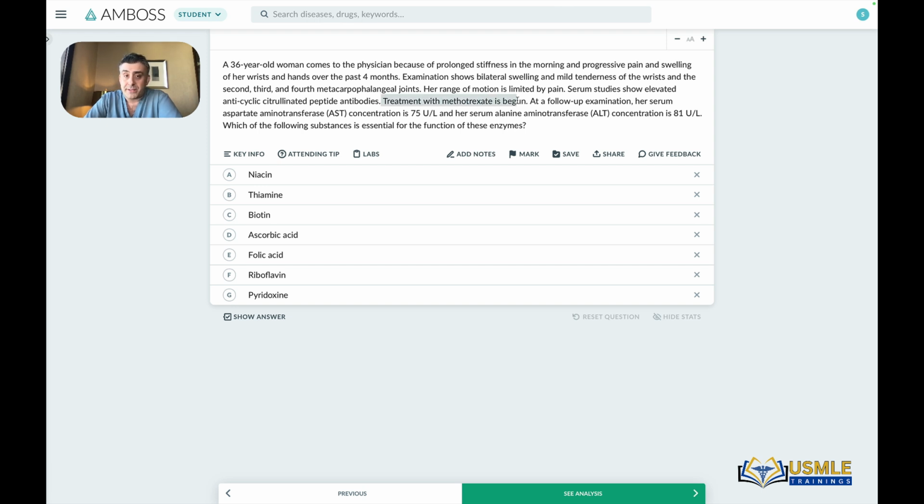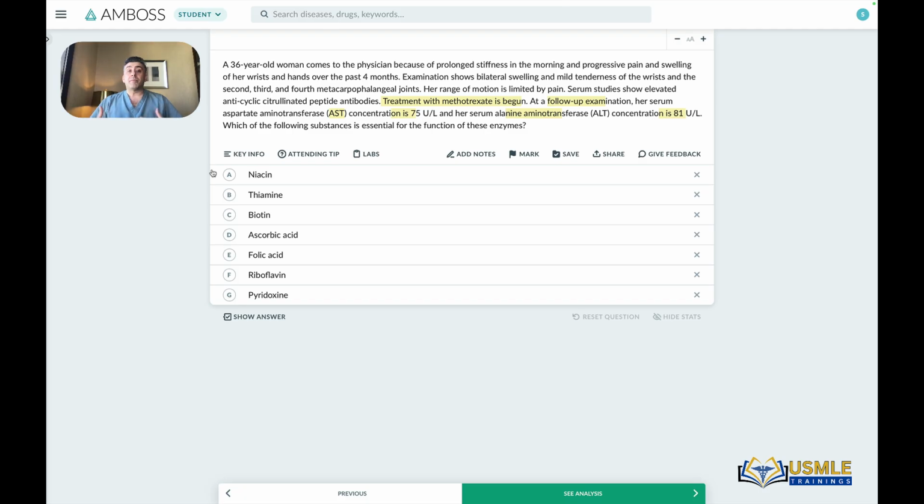Treatment is with methotrexate. Okay. Pharm is everything, guys. I'm telling you, you can't run away from pharm. And a follow-up examination: AST is 75, ALT is 81. So open the labs. You'll see less than 40 is normal. One is 38, one is 40 on the high normal. Anything over 40 is abnormal.